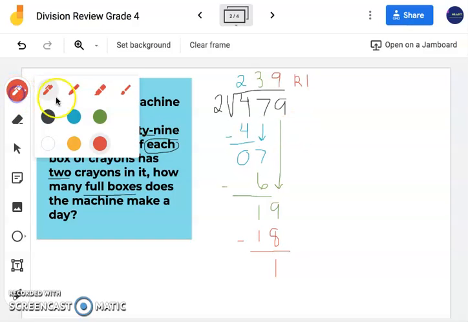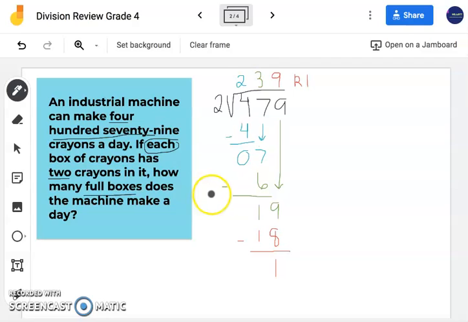So now I have this word problem here. I solved the problem. I got 239 remainder 1, which is awesome. But now let me go back and reread the question. If each box of crayons has 2 crayons in it, how many full boxes does the machine make a day? So it's saying we make 239 full boxes a day, and then one box only makes 1 crayon. It doesn't have a full box. It makes only 1 crayon, not 2, which would give me a full box. So they are asking full boxes. So all they want here is your quotient of 239 full boxes a day.